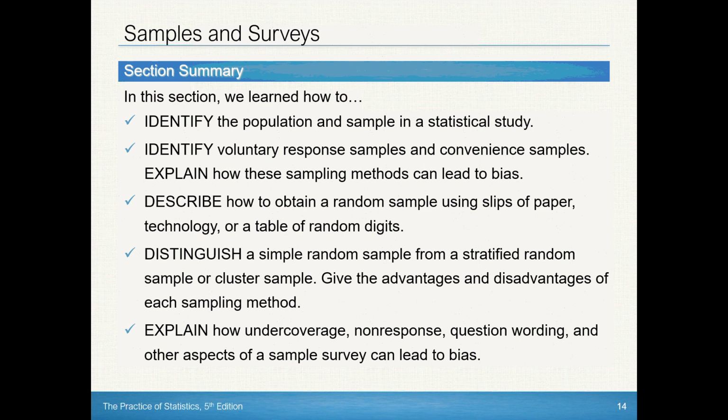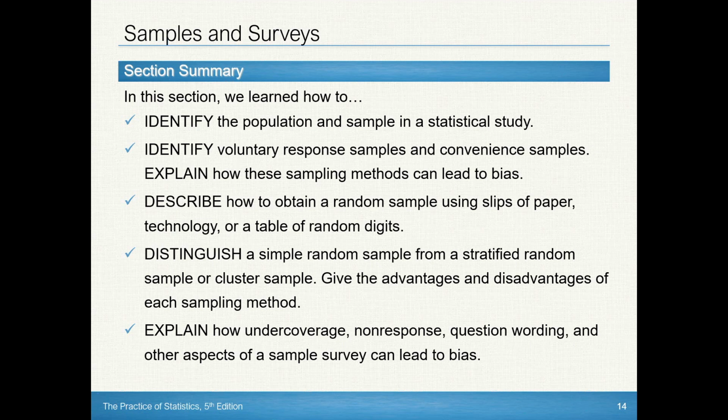In this section, we talked about identifying the population and sample in a statistical study. We identified voluntary and convenient sample methods and talked about the problems or the bias that could occur there. We talked about how to find random samples using technology or a table of random digits. The idea of slips of paper just means putting everybody's name in a hat, mixing them all up real well, and drawing them out. A very straightforward way of getting a random sample if my sheets of paper were identical.